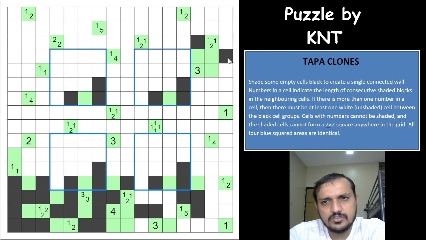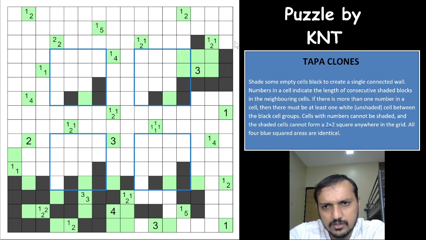This group of shaded cell cannot go out from the top, because then this clue will get violated. It has to go out from the bottom. If this is unshaded, 1 clue is violated. This is shaded, this is shaded, 3 clue is done. This is unshaded. We know there has to be a shaded cell here somewhere. Both of these cannot be unshaded, so there has to be a shaded cell here that has to go out using not this way but this way only, right?